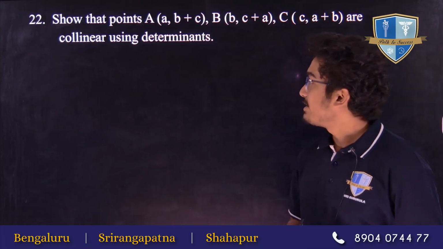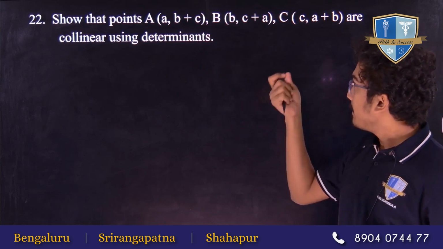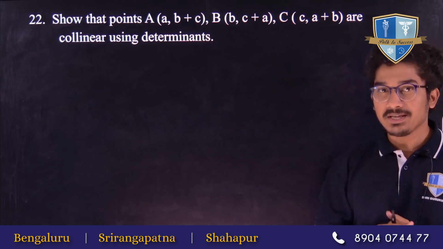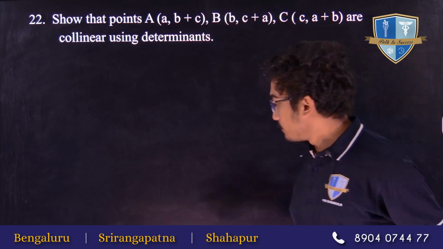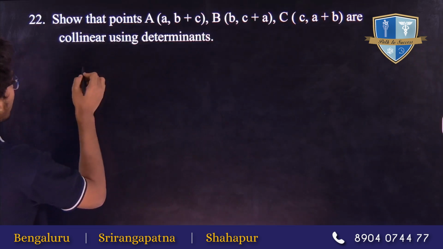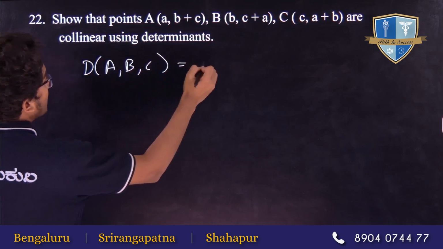So the next question is: show that the points (a, b + c), (b, c + a), (c, a + b) are collinear using the determinant method. If three points are collinear, then the determinant of A, B, C will be equal to 0.